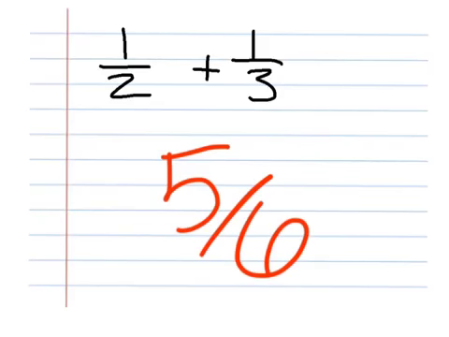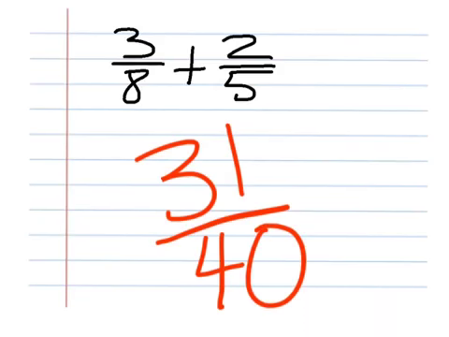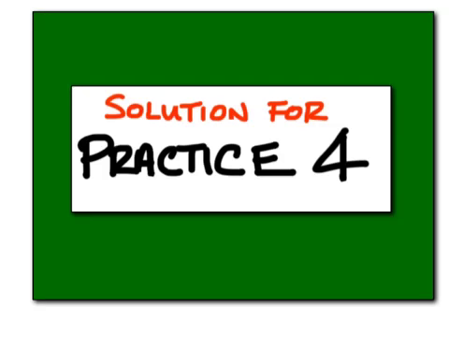Okay, answer should be 5 over 6. Bonus. Okay, bonus number 6. Alright, answer should be 31 over 40.